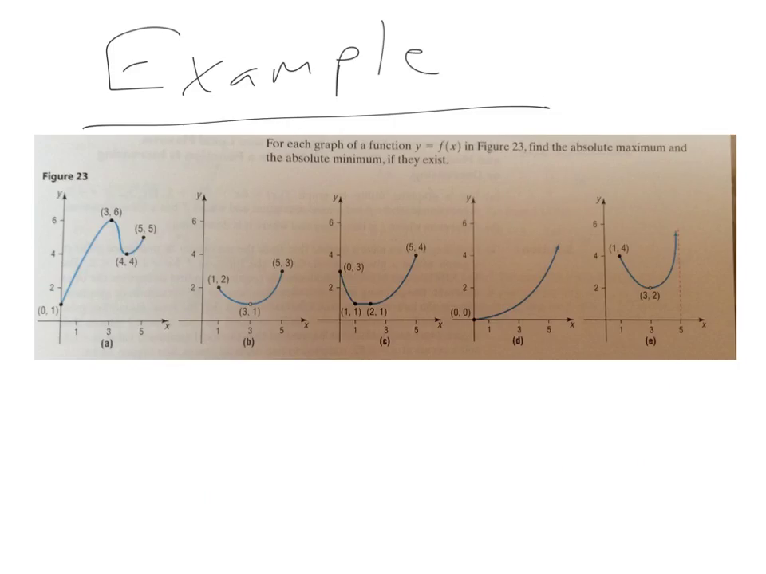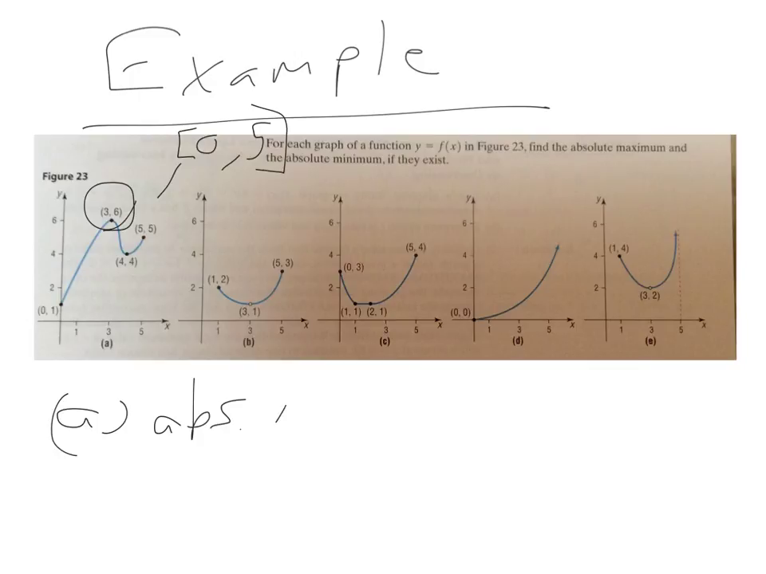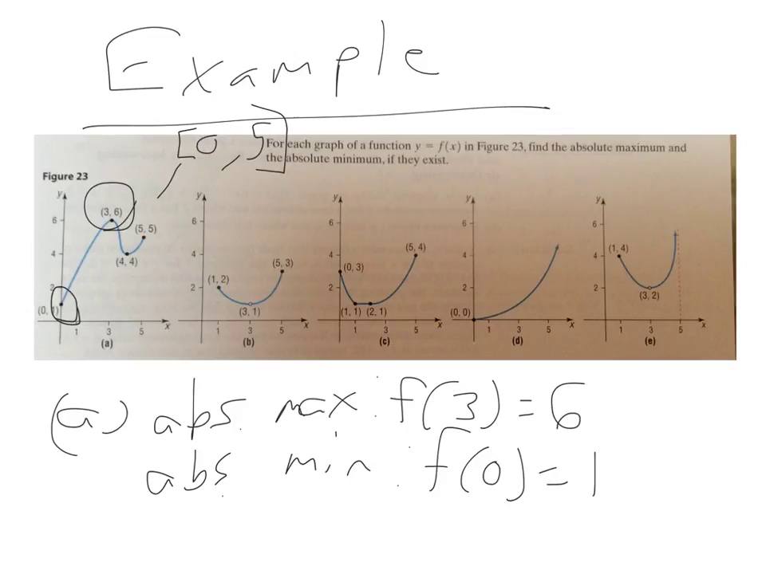Now for each graph in figure 23 below, find the absolute maximum and the absolute minimum of the graph if they exist. For part A, if you notice the domain is a closed interval from 0 to 5, and the highest point there is the point (3, 6). So the absolute maximum is when x is 3, so the absolute maximum would be 6, and the absolute minimum here is when x is 0, which gives you 1.